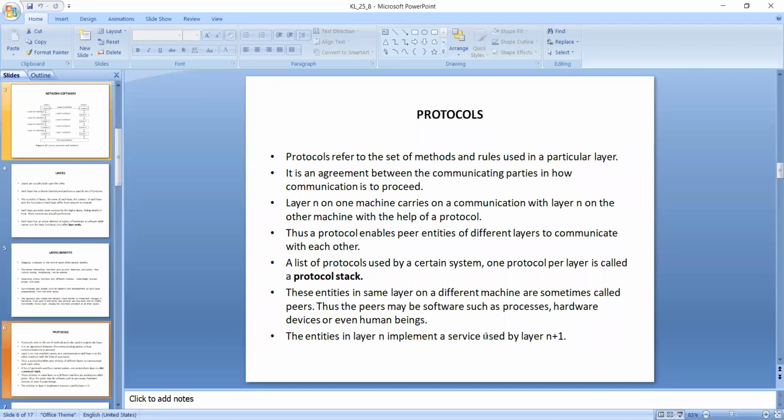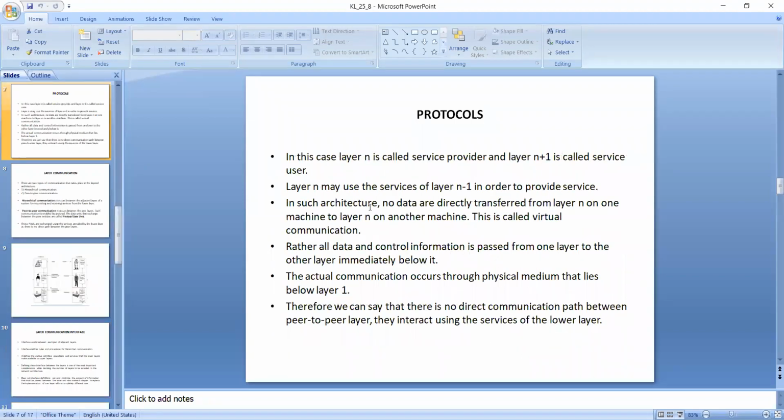And next, the entities in layer N implement services used by layer N plus 1. I previously told you that the lower layer always provides services to the higher layer. In this case, layer N is called the service provider and layer N plus 1 is called the service user. For example, if the layer is 1, it provides services to N plus 1, that is layer 2. Layer 1 is a service provider and layer 2 is a service user.